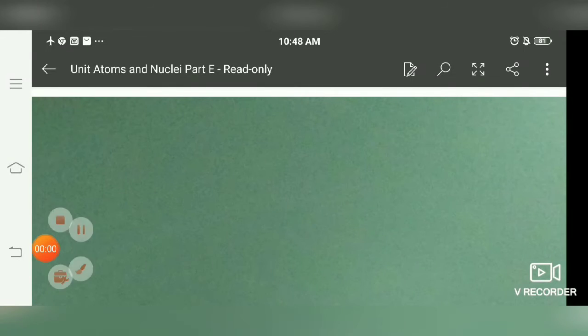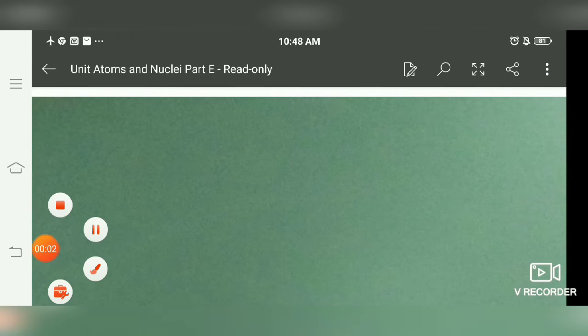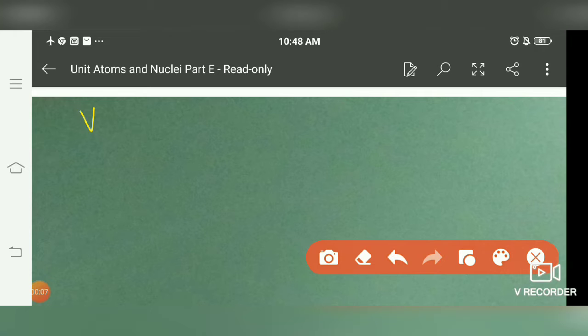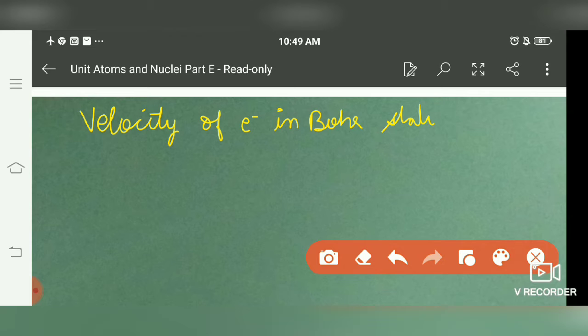Next topic is velocity of electron in Bohr stationary orbit.